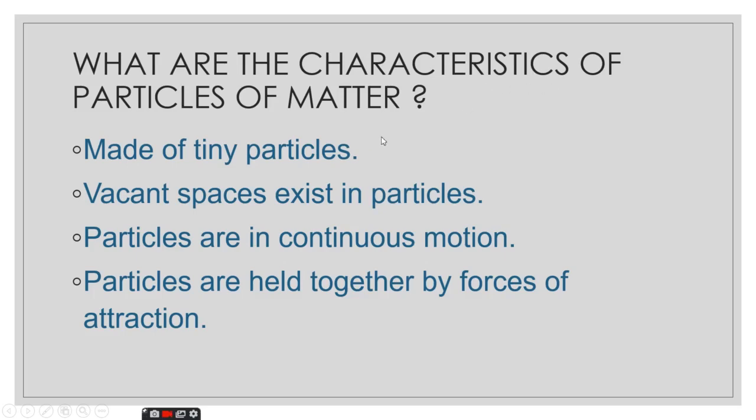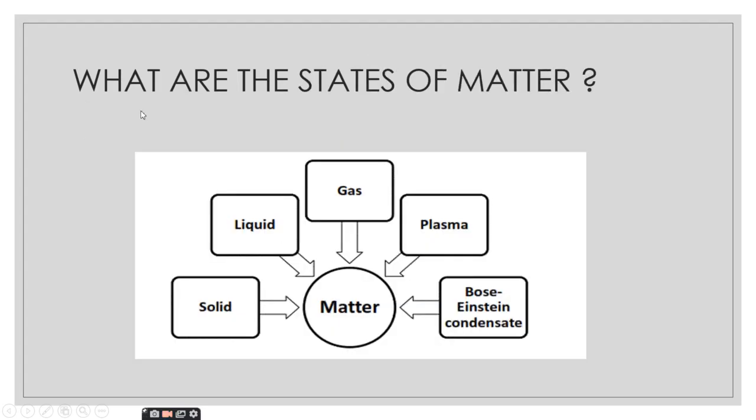What are the characteristics of particles of matter? Made of tiny particles, vacant spaces exist in particles, particles are in continuous motion, particles are held together by forces of attraction. Now, what are the states of matter? We have in total 5 states of matter, but plasma and Bose-Einstein condensate are non-evaluative. So we won't be discussing them much, but the main 3 states of matter are solid, liquid and gas.